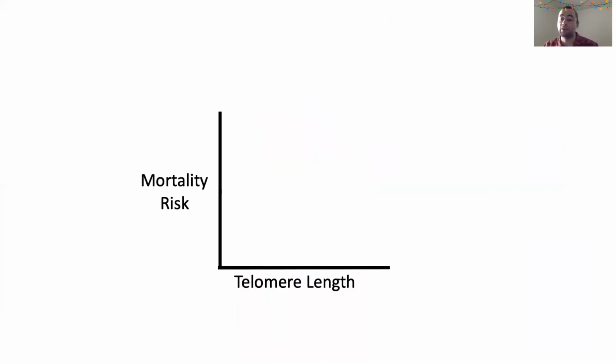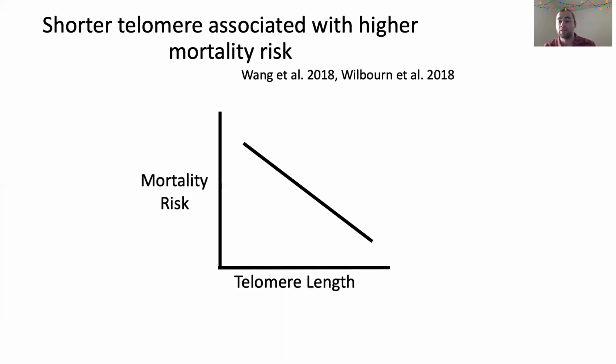Now, telomeres vary with mortality risk. Specifically, shorter telomeres, I should say, are associated with higher mortality risks. And the studies I'm including here are not focused on a single species, but rather either represent a meta-analysis showing this pattern, or data from multiple species have identified this pattern.